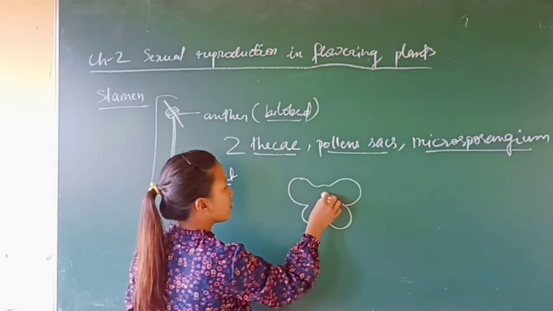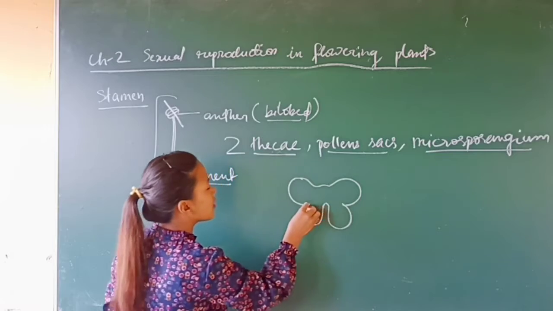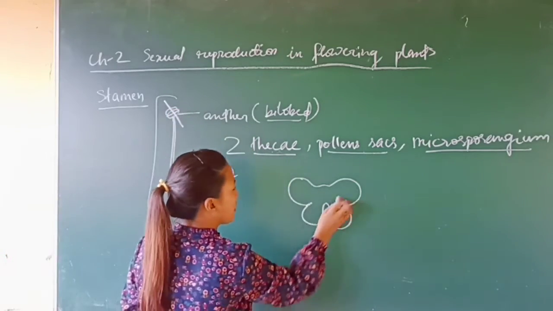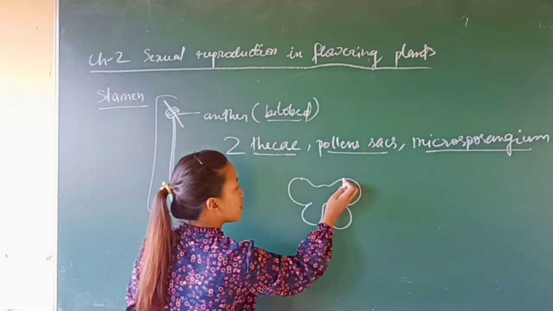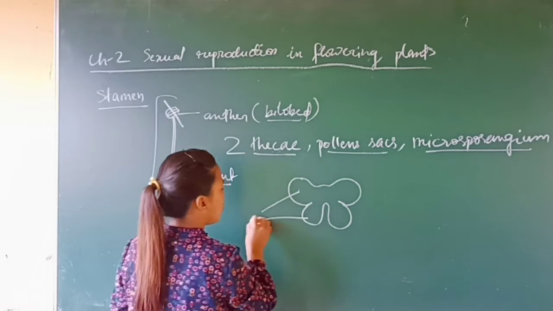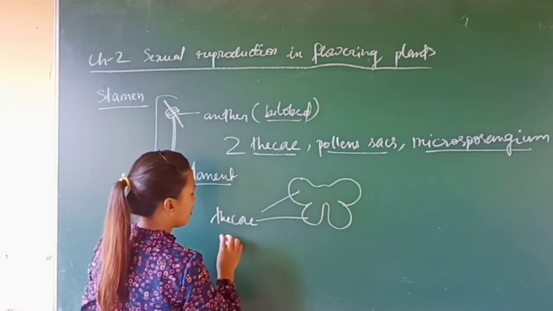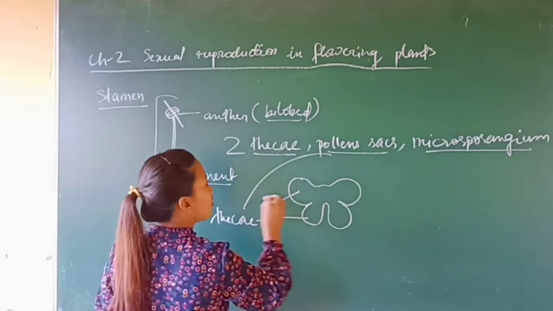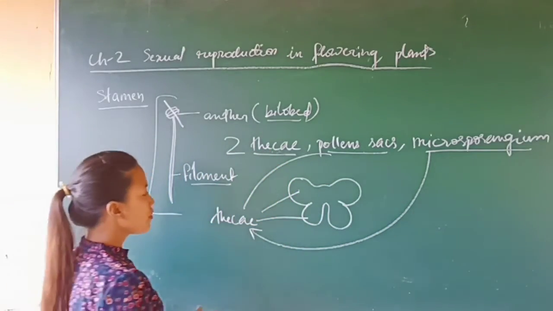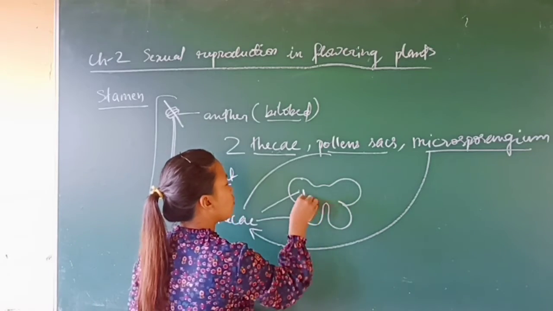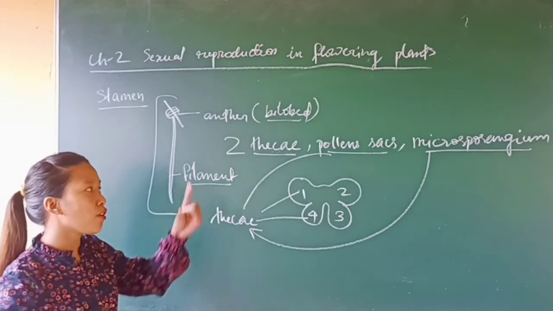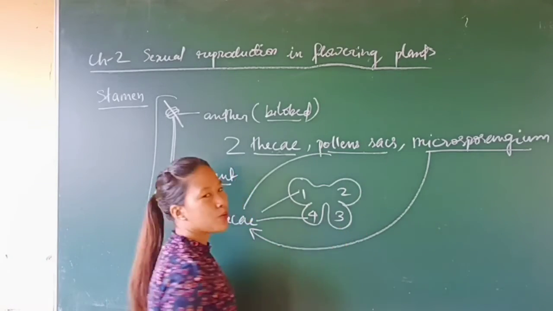So this is the groove. This is a longitudinal groove that I'm talking about here. This one, and then these are the thecas. So one lobe, other lobe. Each lobe has two thecas. These are called theca or pollen sacs or microsporangia. In total we have 1, 2, 3, 4 pollen sacs, or 4 thecas, or 4 microsporangia.